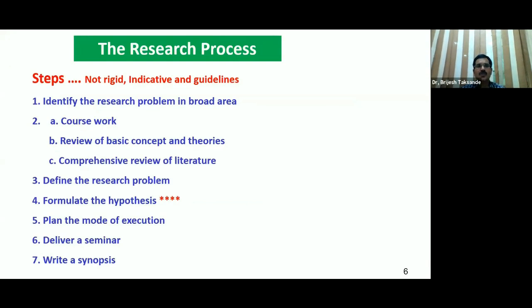Now coming to the research process, which you will be dealing with in your B.Pharm, M.Pharm final year program. These steps I have noted down are just a guideline. They are not rigid. They are just indicative and providing you the pathways for the completion of your PG program, completion of your research protocol as early as possible. So I have noted down first, and the most important, is to identify the research problem in the broad area. You need to understand what the research problem is that you would be working on while defining the research problem in the broad area.